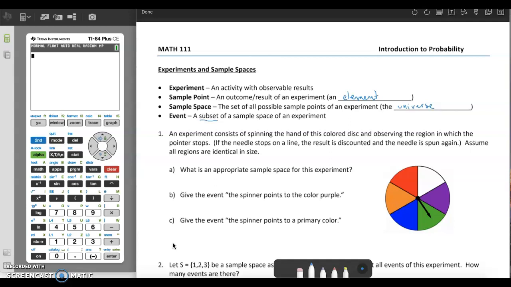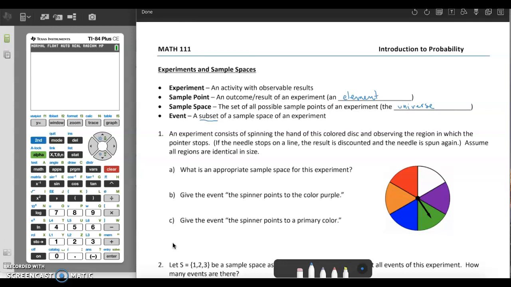Okay, so here's our first experiment. Our first experiment consists of spinning the hand of this colored disc and observing the region in which the pointer stops. And we're saying if it lands on a line, we will just spin again. What is an appropriate sample space for this experiment? Again, that's the idea of what's the universe that we are talking about in this case.